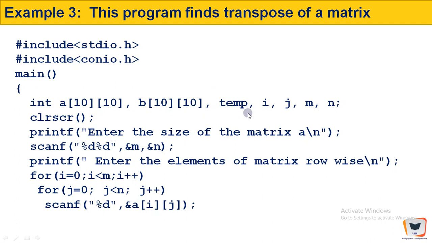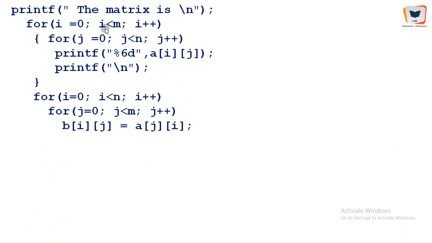Okay, we will do it by swapping, of course, i, j, m and n. Okay, m and n are for the size of the array, and i and j for the for loop. Enter the size of the matrix m and n. Enter the elements of the matrix row wise. So i equal to 0, i less than m, i plus plus, j equal to 0, j less than n, j plus plus, and we are reading this particular array. Okay, the matrix is, we are printing in order to get a clue as to whether our transposed matrix comes in the correct way. Okay, we are printing the original matrix over here.